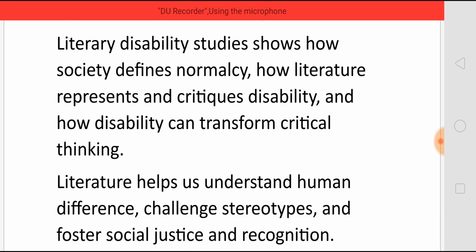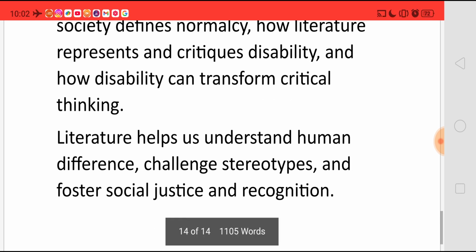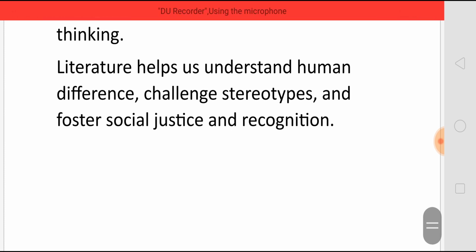Literary disability studies show how society defines normalcy, how literature represents and critiques disability, and how disability can transform critical thinking. Literature helps us understand human difference, challenge stereotypes, and foster social justice and recognition.